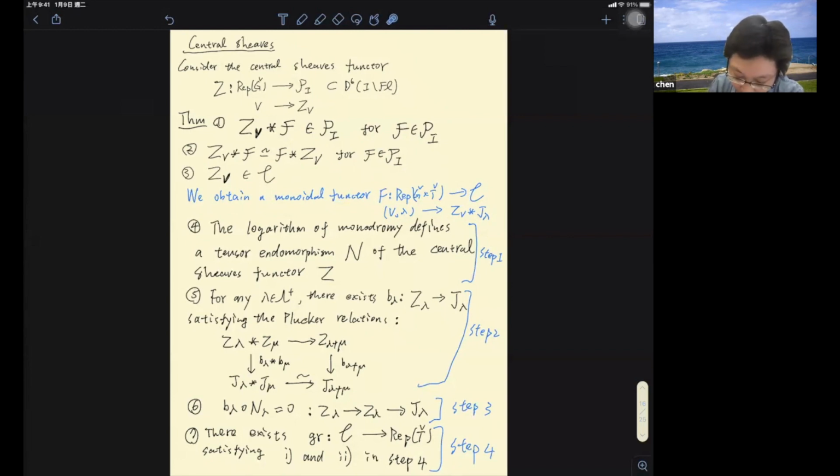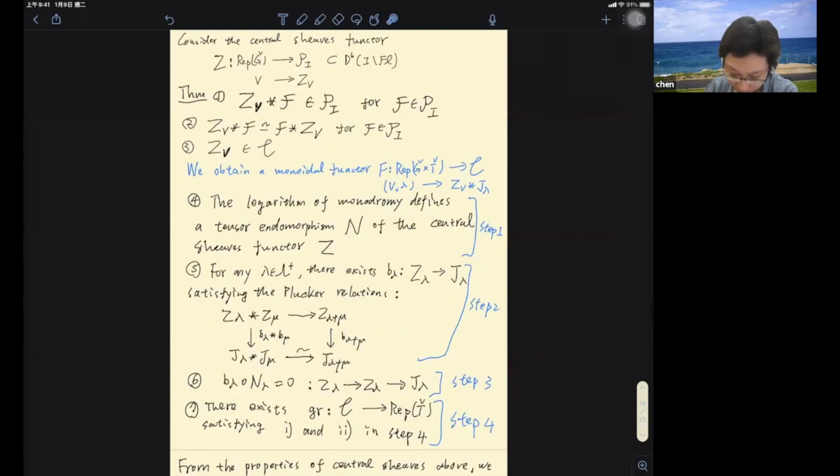So this is the input. Recall that in our previous discussion, the input data is these monoidal functors. And now we are going to upgrade this functor to the equivariant derived category of a Springer. So there will be 4 steps.